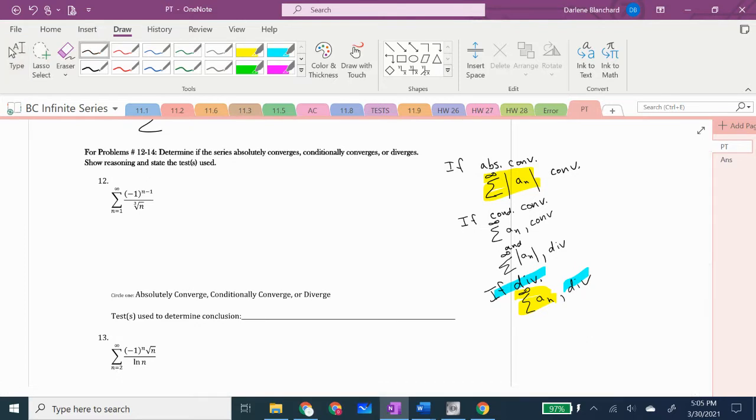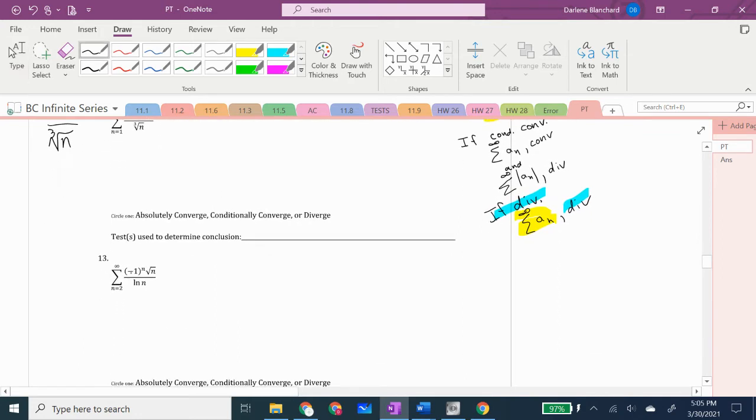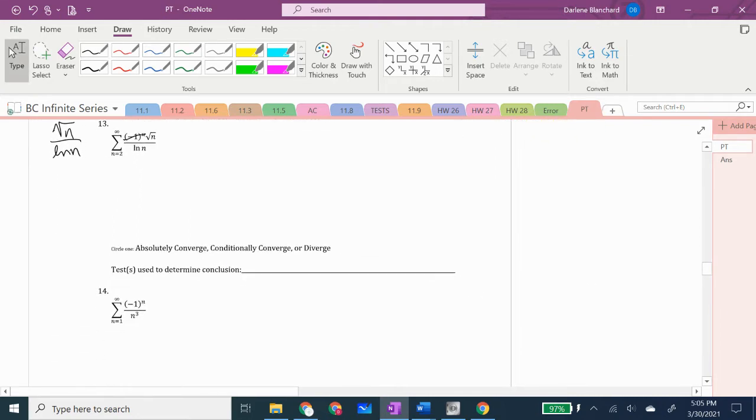If you take out the negative 1 to the n plus 1, you are left with 1 over the cube root of n. Number 13, if you take out the negative 1 to the n, you are left with the square root of n divided by the natural log of n. Move on to number 14. If you take out the negative 1 to the n, you are left with 1 over n cubed.